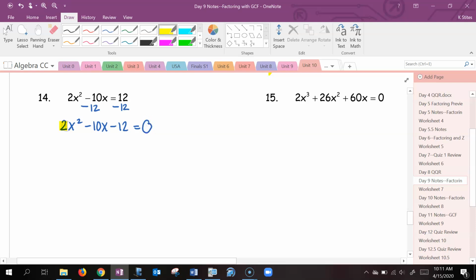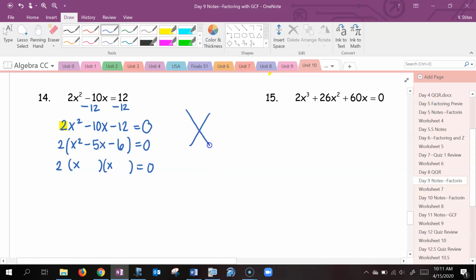We do have a number in front. 2 does go into each of these evenly, so I will go ahead and I will divide that out. So I have an x squared. 2 times what is 10x? That's 5x. 2 times what is 12? That's 6. I still have my equal 0. I'm going to set this up. Okay, notice it's very methodical. You're doing pretty much the same thing every time. The only difference is it's different numbers.